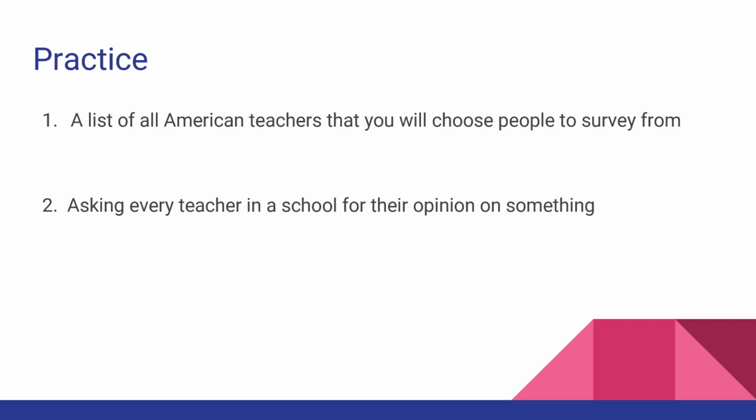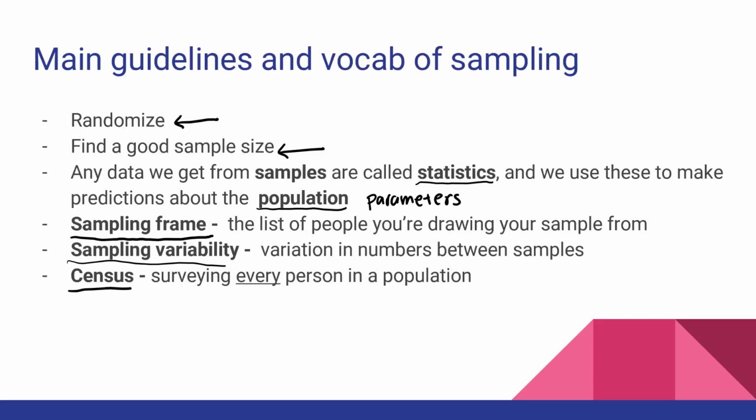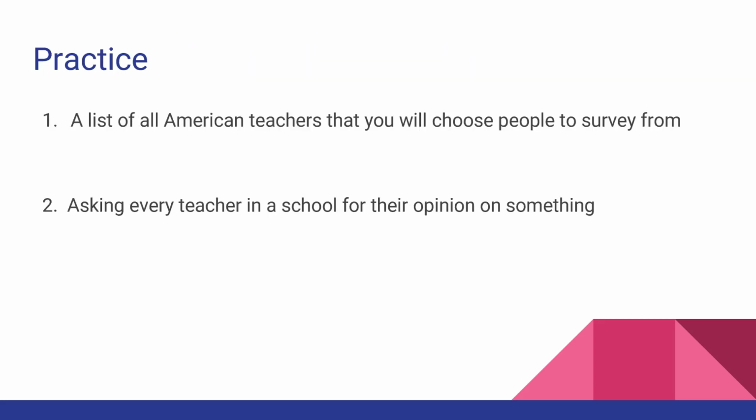So a bit of practice. You can pause the video and try to work this out for yourself based on the stuff we did over here. The first one is a list of all American teachers that you will choose people to survey from. When you see the word list, you should automatically think sampling frame. So this is the list of people that we're drawing our random people to survey from.